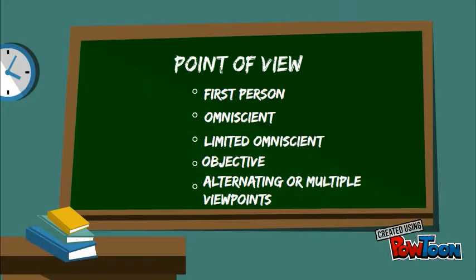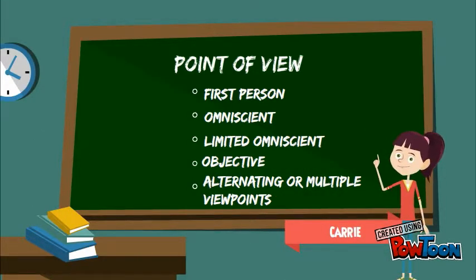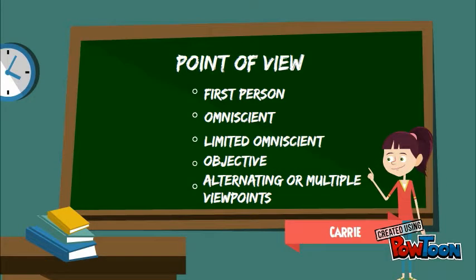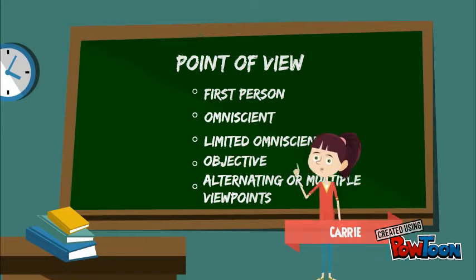The next aspect of narrative writing is point of view. In first-person point of view, the author is telling as if they are one of the characters. In omniscient point of view, the author is telling as if they see and know all. In limited omniscient, the author sees and hears the thoughts of others, but does not know all, as in omniscient. Objective point of view is one in which the author can only document what is being seen or heard. You can also use alternating or multiple viewpoints in one story.